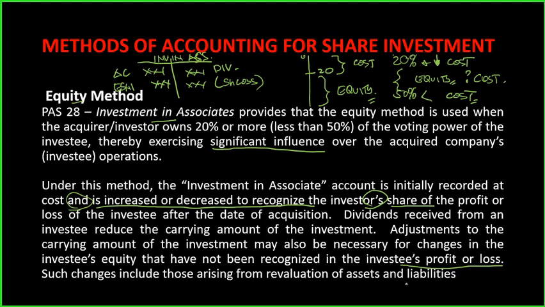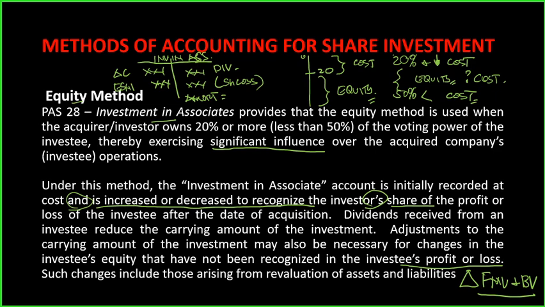Okay, so what are these? For example, such changes include those arising from revaluation of assets and liabilities. For example, the difference of the fair market value versus the book value. Of course, the difference will be amortized. So, pwede nating ilagay dito, amortization of the difference of fair market value and book value.